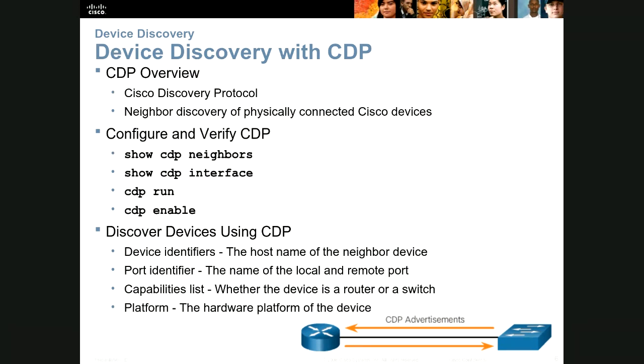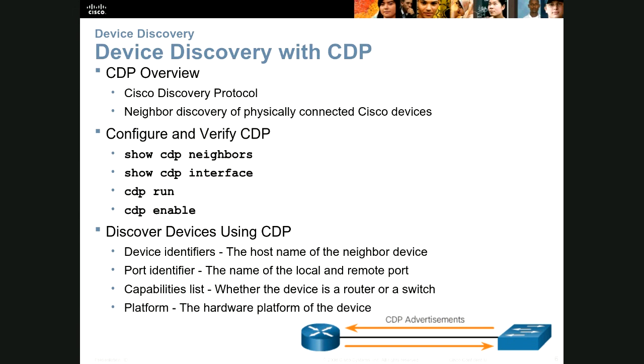Now, the Cisco Discovery Protocol is on by default on all Cisco devices. In other words, the default command is CDP run. It's running by default. If you don't want it running on the entire device, you can type the command no CDP run, and it'll turn it off.